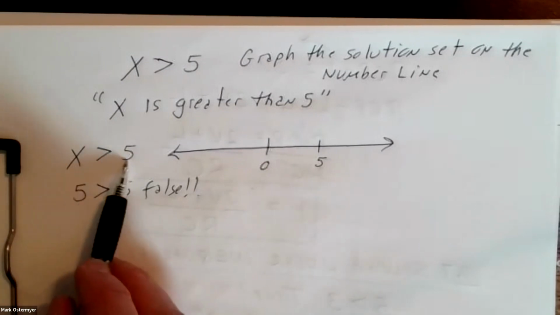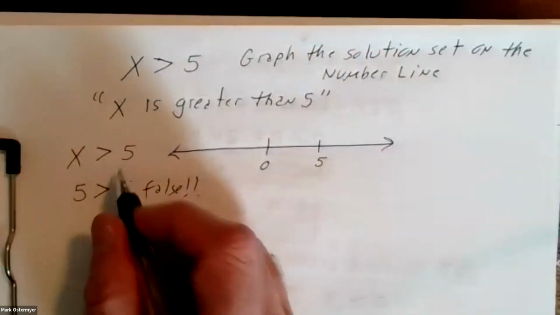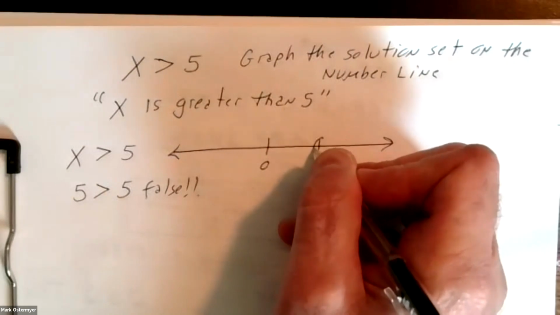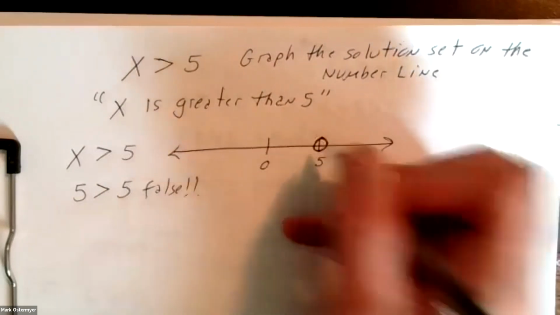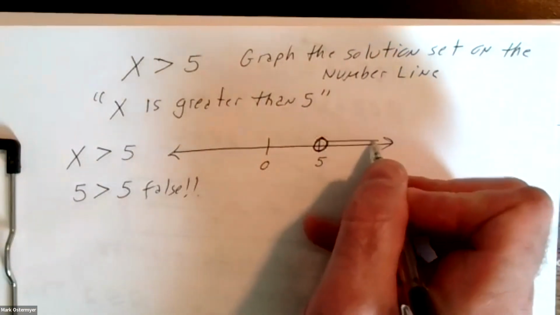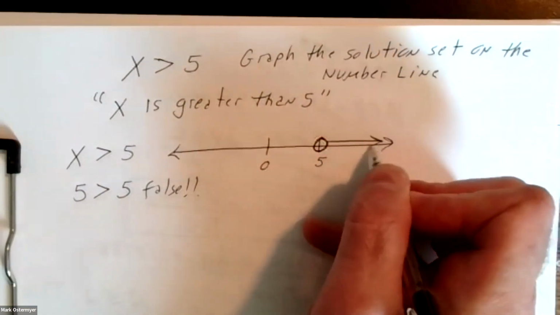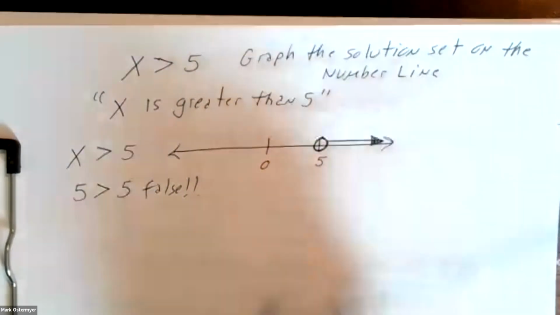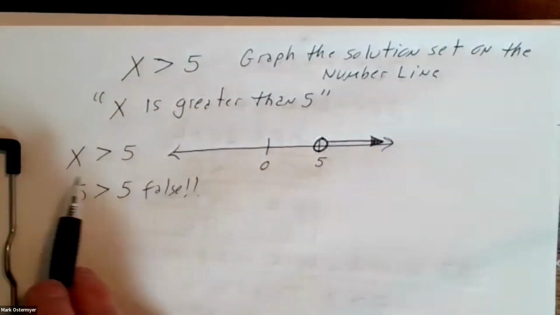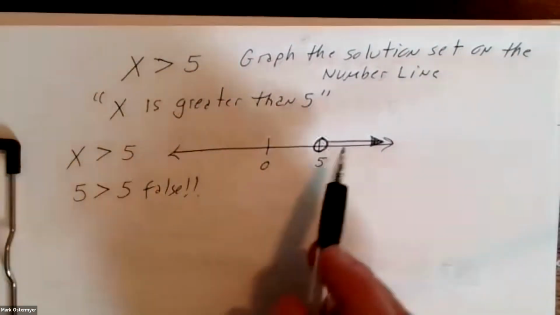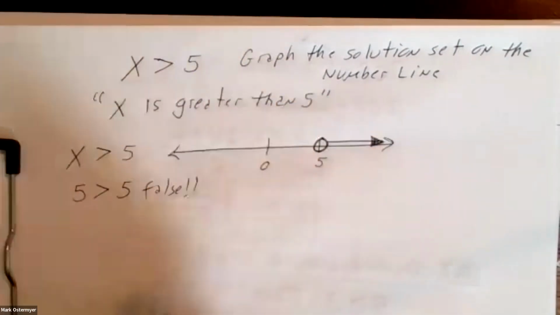We do not include 5 in the solution set. We only include numbers that are strictly greater than 5. So to not include 5 in the solution set, we're going to put an open circle on 5. Open circle. And then we're going to shade to the right. And at the end of our shading, we're going to put an arrow. Ladies and gentlemen, you are looking at the graph of all solutions to this inequality. It's any number that's strictly greater than 5.